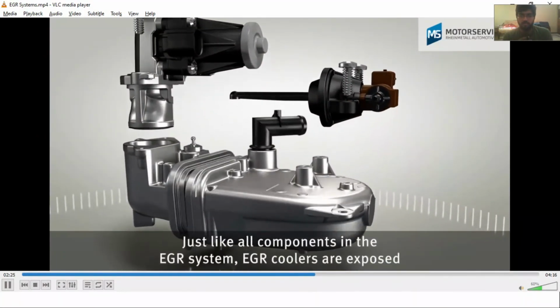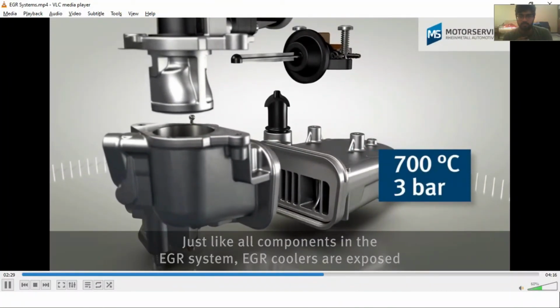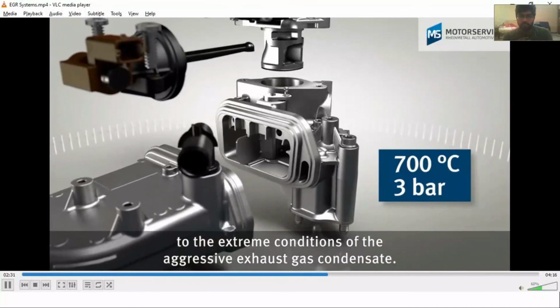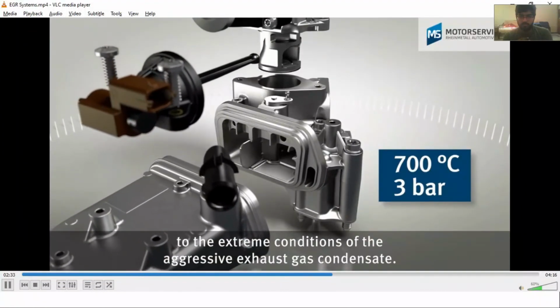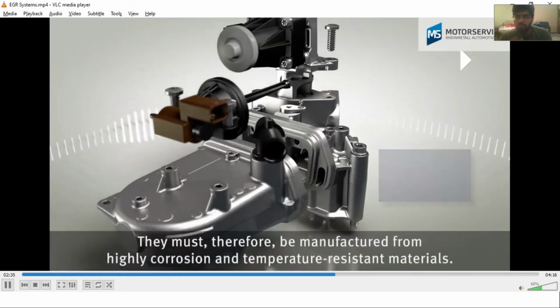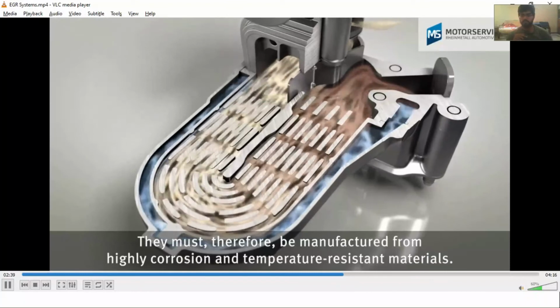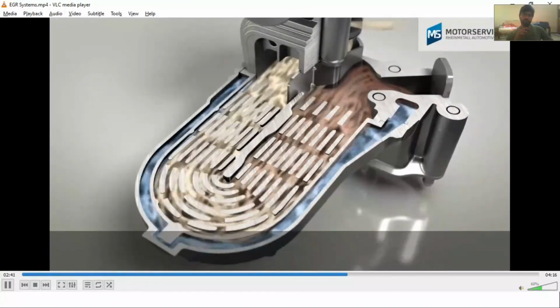Just like all components in the EGR system, EGR coolers are exposed to the extreme conditions of the aggressive exhaust gas condensate. So again, as mentioned here, it is reducing the temperature of the exhaust gas which is coming into the cylinder, therefore again we will have lesser nitrogen oxide emissions. They must therefore be manufactured from highly corrosion and temperature resistant materials.